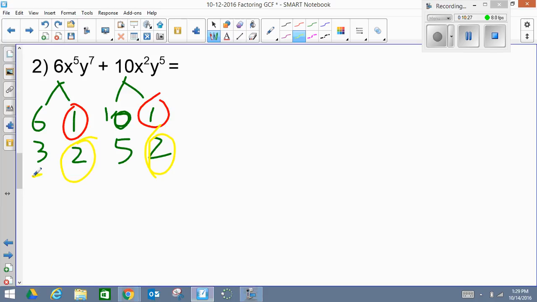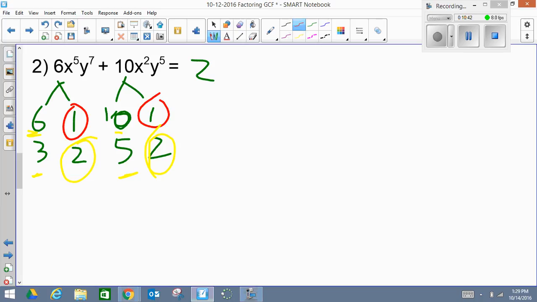A 3 is here, but it's not on the other side. A 6 is here, but it's not on the other side. I have a 5 here, but it's not on the other side. So nothing else is common. So my greatest common factor is a 2. So I'll bring a 2 over here.